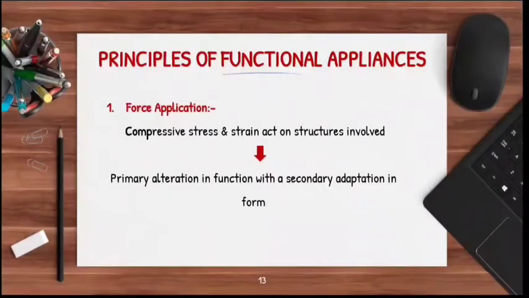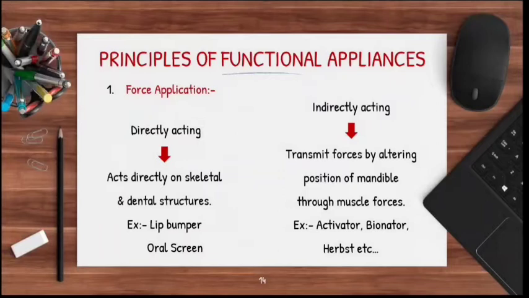Force application: compressive stress and strain act on the structures involved, leading to primary alteration in function with a secondary adaptation in form. Some act directly on skeletal and dental structures. Examples are lip bumper and oral screen. And some act indirectly. These transmit forces by altering the position of the mandible through muscle forces. Examples are activator, bionator, Herbst, etc.